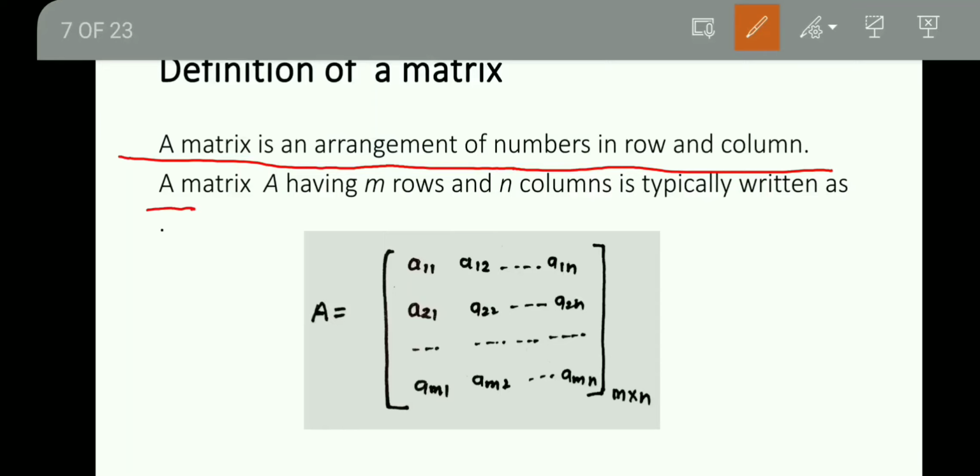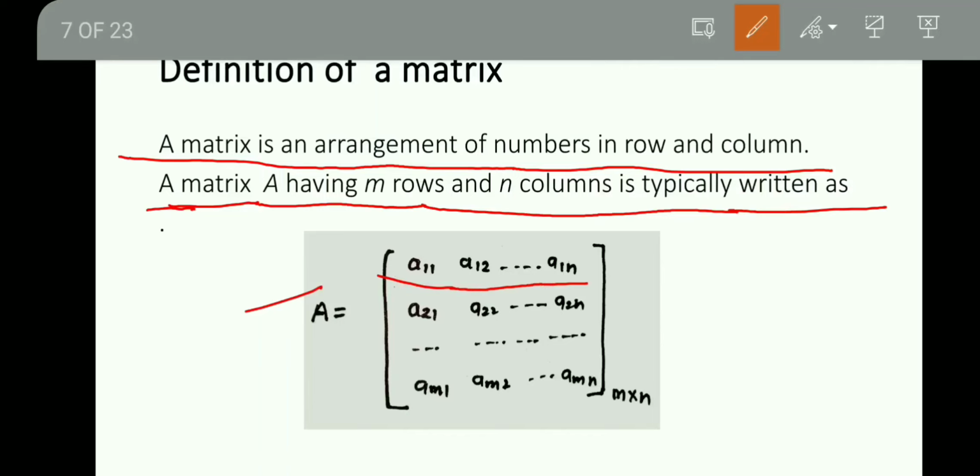A matrix A having m rows and n columns is typically written as A equals A11, A12, ... A1n, and A21, A22, ... A2n, ... Am1, Am2, ... Amn. The type is m by n; it is called an m by n matrix.